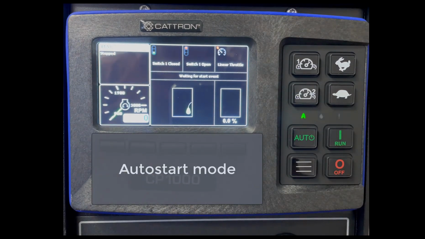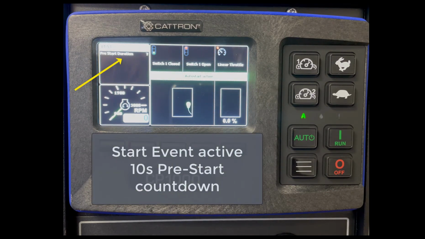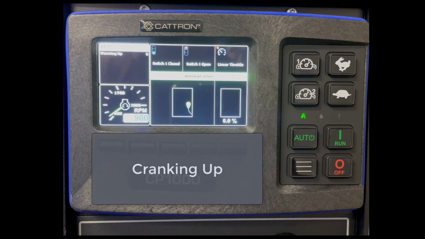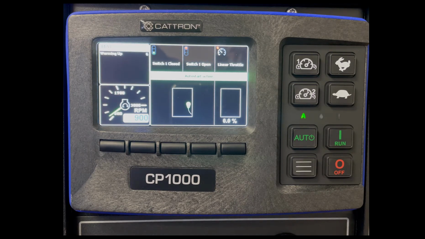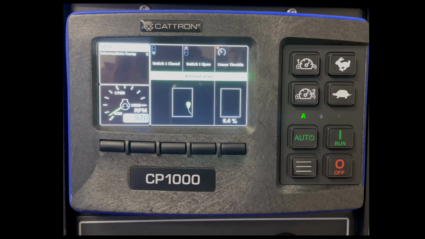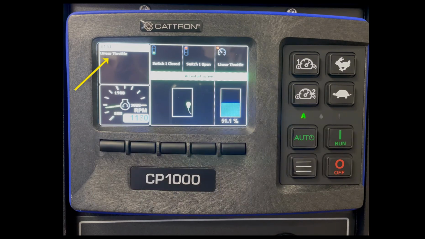Auto start mode engaged. Start event active. The 10-second pre-start countdown begins. Warming up and ramping up the engine. We are now in linear throttling mode.